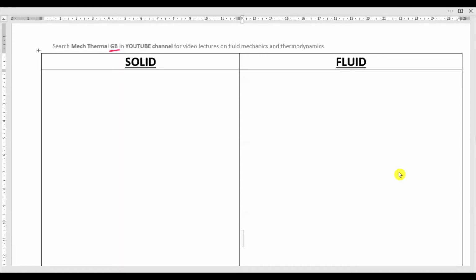First, we'll discuss what is solid. The study of a solid is called solid mechanics, and the study of fluid is called fluid mechanics. And you know there are two types of fluids. One is liquids and another one is gases. At the end of the video, we'll understand the difference between solid, liquids, and as well as gases also.